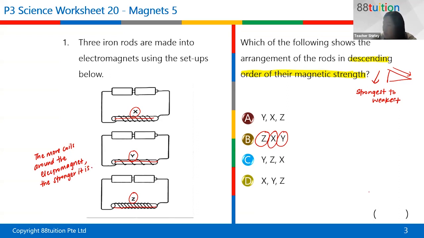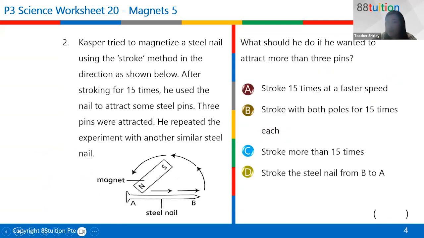Yeah, so the answer is then B, because Z, X, and Y. Okay, now let's move on to the next one.